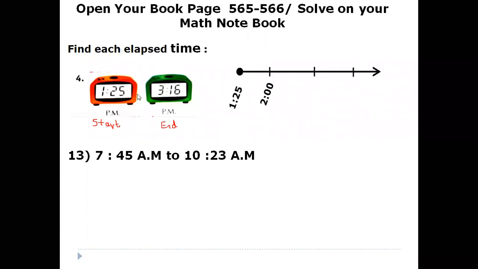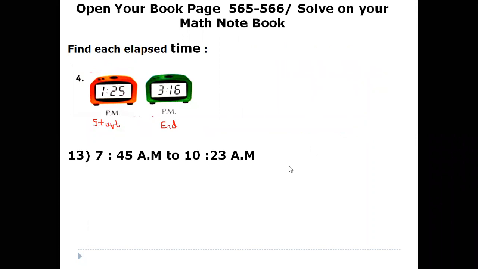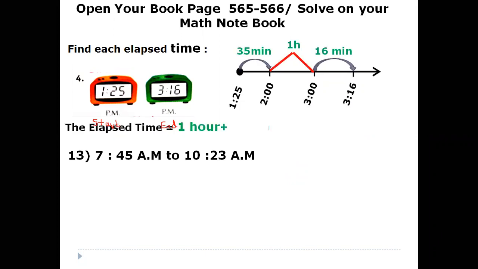The hour after 1:25 p.m. is 2. How many minutes from 25 minutes to 60 minutes? 35 minutes. Now 2 to 3, there is 1 hour. Now 3 to 3:16 is only 16 minutes. The elapsed time: there is 1 hour and 35 minutes and 16 minutes. In all, 1 hour and 51 minutes.